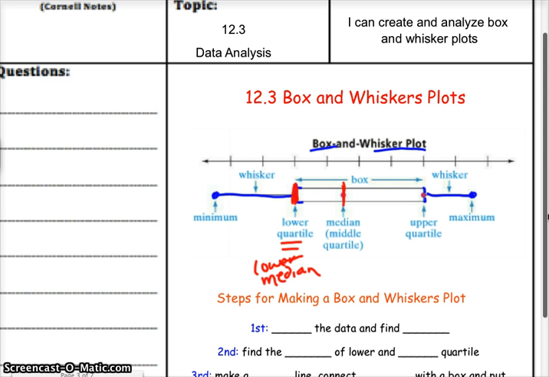This is the median, which we call the middle quartile. It's between the lower and the upper. And then the upper quartile is right here. Again, it's the upper median.